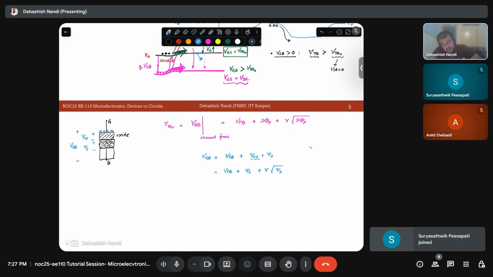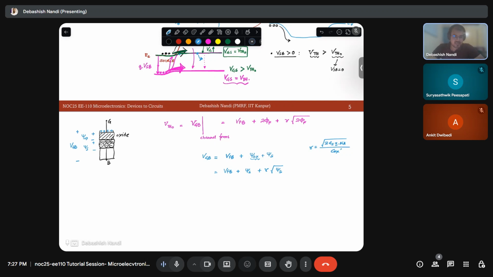Okay, what is gamma? Gamma is nothing but this over C oxide. This is a very easy derivation. In any of the semiconductor books you can find this. It is nothing but a voltage division, a series division between two capacitors, right? We have seen that there will be these two capacitances. This is C ox, this is C depletion. So nothing but the potential drop across these two. This is psi ox, this is psi s.